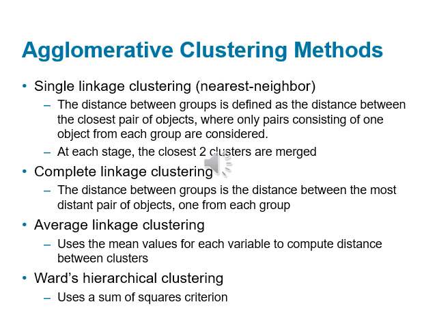Complete linkage clustering. The distance between groups is the distance between the most distant pair of objects, one from each group. Average linkage clustering. Uses the mean values for each variable to compute distance between clusters. Ward's hierarchical clustering. Uses a sum of squares criterion.